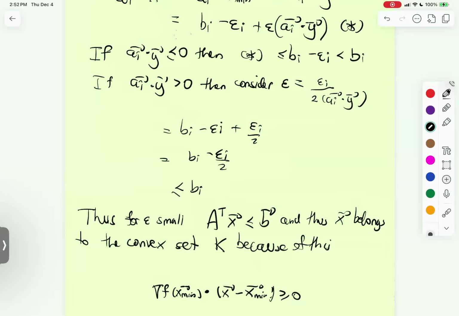Okay, so this is from last lecture. We had this inequality.